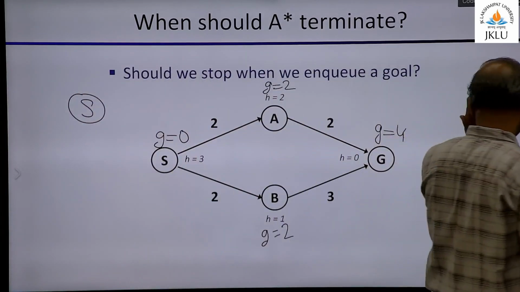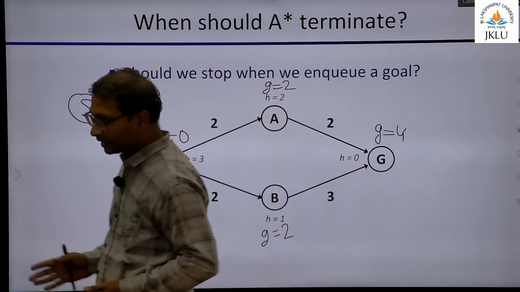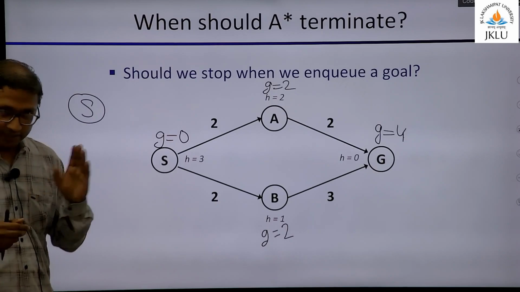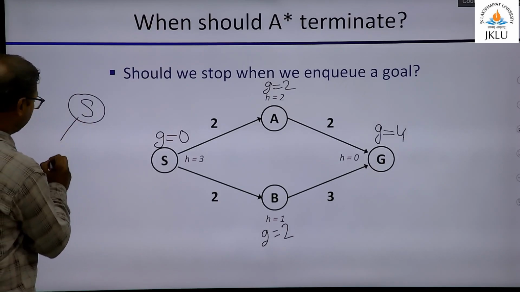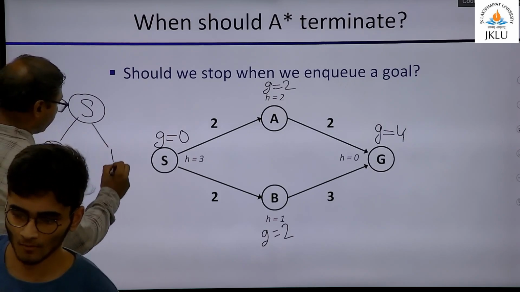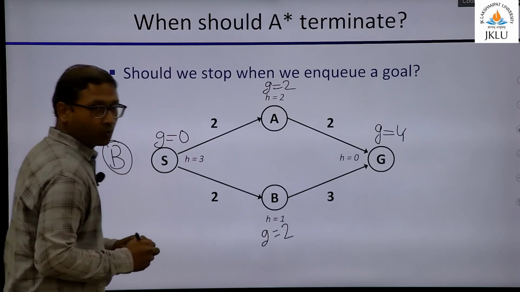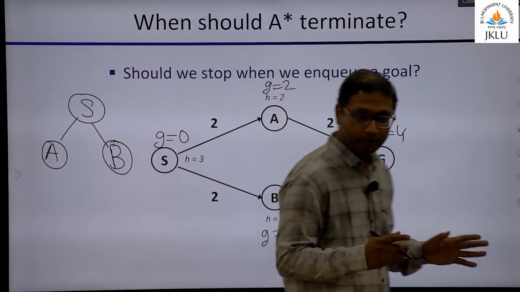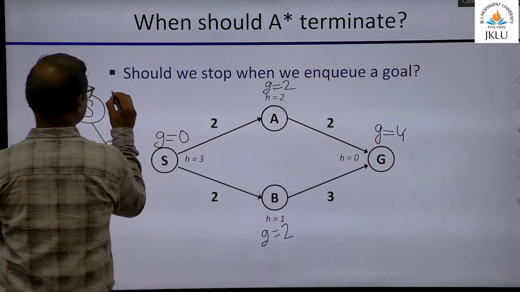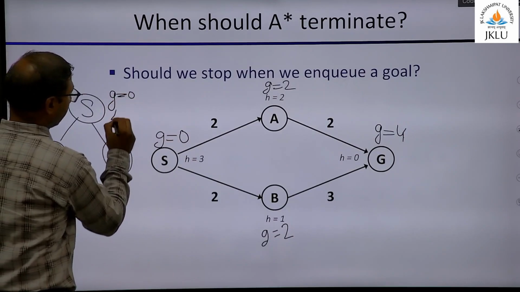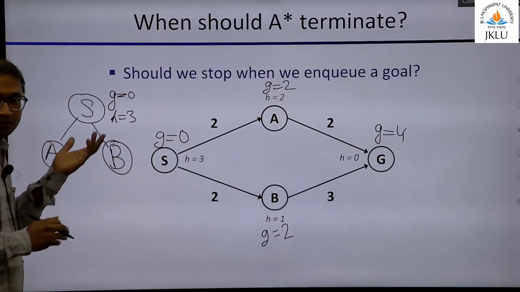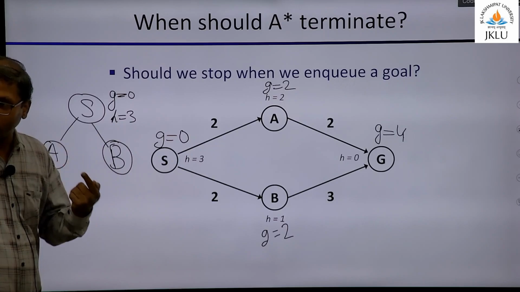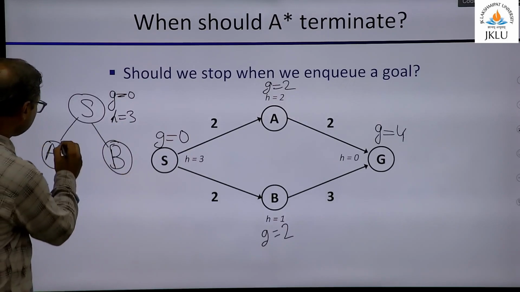Now run this. So at the beginning I have just S in my fringe. What do I do? Expand S, and where do I reach? So what is there in my fringe now? A and B. Okay. So I had G equal to 0 here and H equal to 3 here. Whatever these values are, I don't have a choice because I have just one node in the fringe.